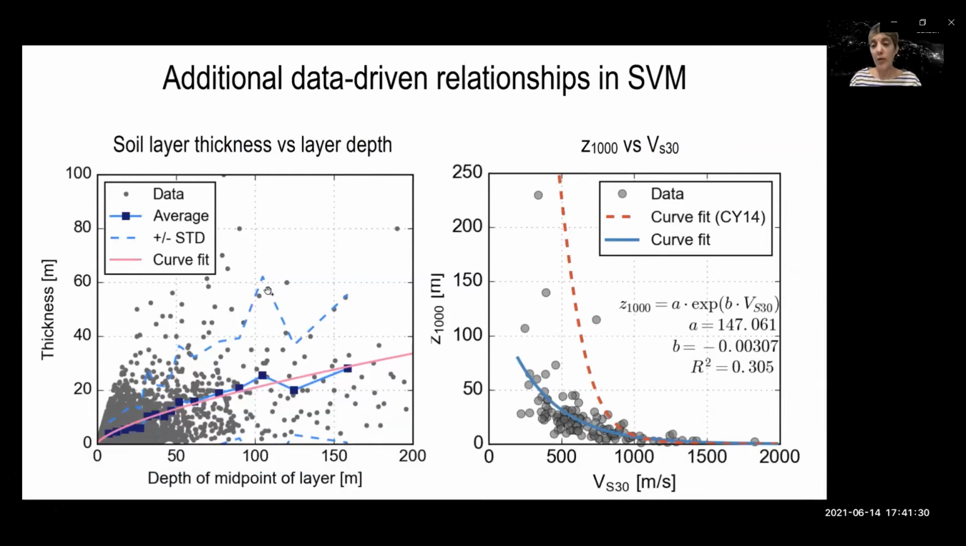And we also derived the Z1000 versus VS30 for the data that we had, for the sites where we had velocity measurements down to 1,000 meters per second. Notably, the curve fit comparison of what we used for SVM with the Campbell and Bozorgnia CY14 relationship with Z1000 and VS30 is shown here.